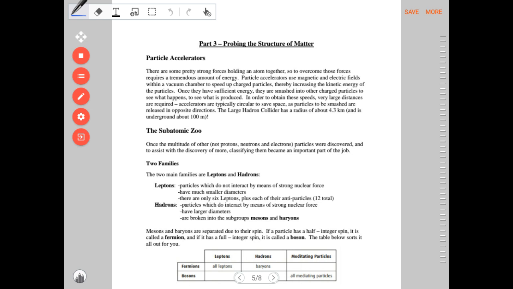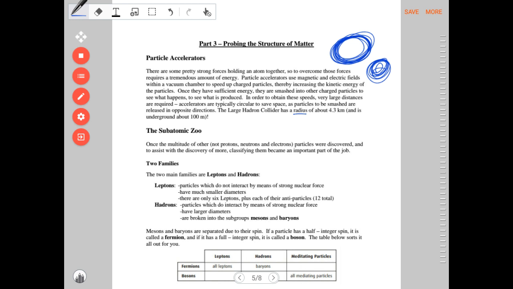The Large Hadron Collider has a radius of about 4.3 kilometers. So that means the whole circle would have a diameter of 8.6 kilometers, and it's about 100 meters underground. These things are absolutely huge, and again, circular so that the particles can gain enough speed each loop they go. One particle goes one way, the other particle goes the other, and of course then they smash together sometime in the middle once their optimum speed has been achieved.